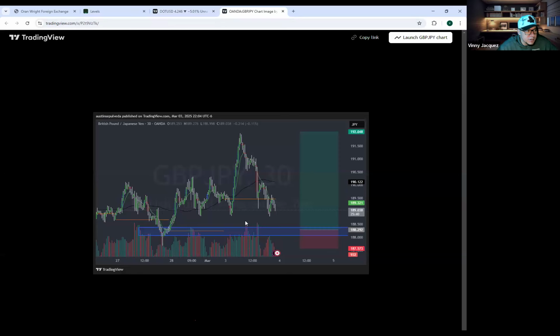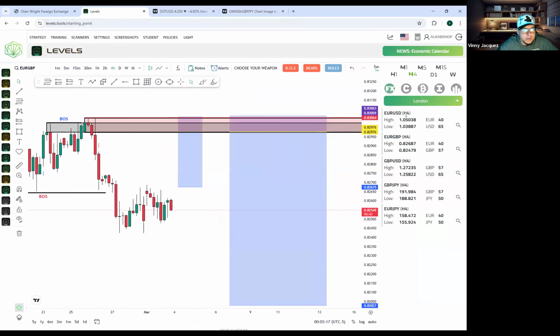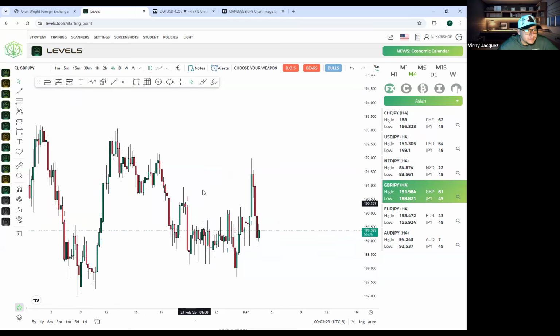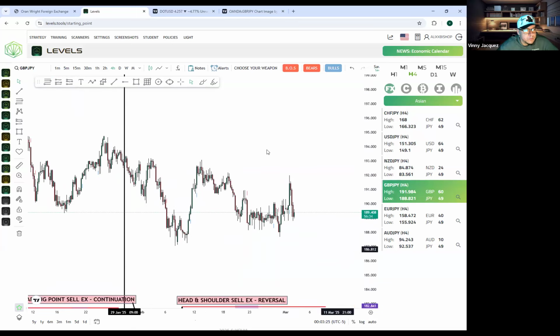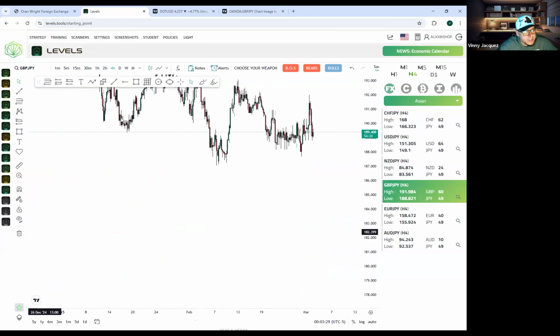GBP JPY, this is a 30-minute time frame. Let me go ahead and go over it. Let's go ahead and go. GBP JPY, you said 30-minute time frame. Let's go ahead and make this fresh.